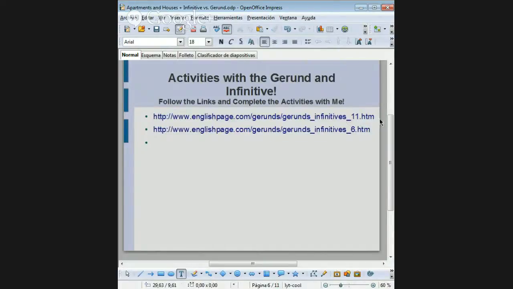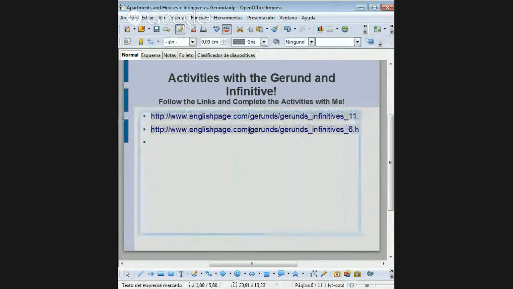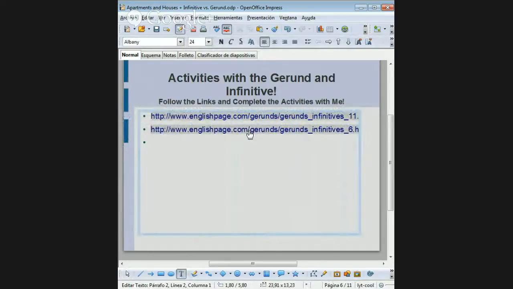So let's try. I'm trying to copy this for you guys. And let's get it in the chat box. So let's go to this page and try the first activity. Let me know when you arrive to the page that you see in the chat box.